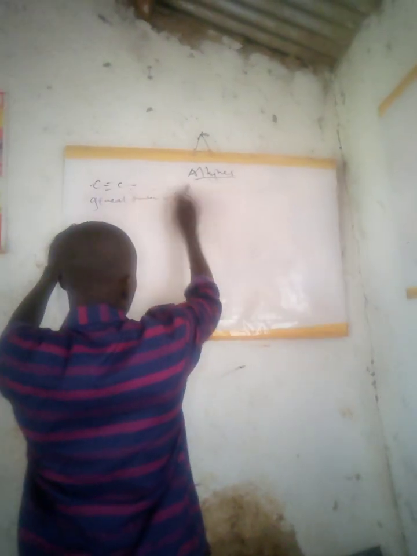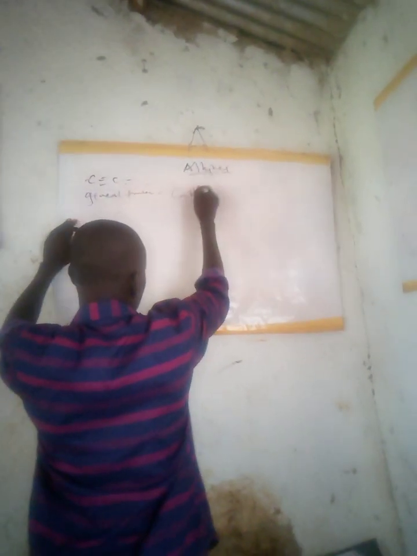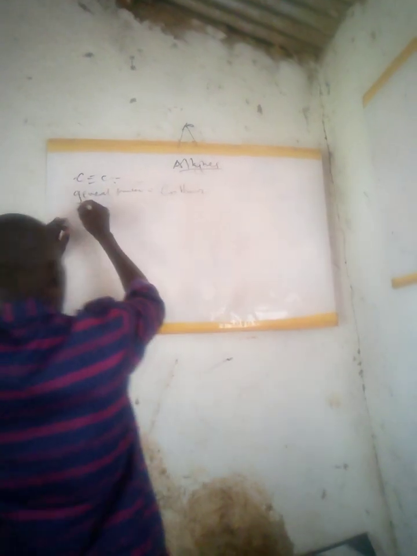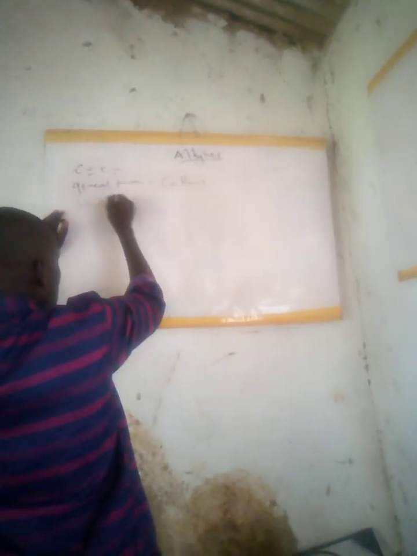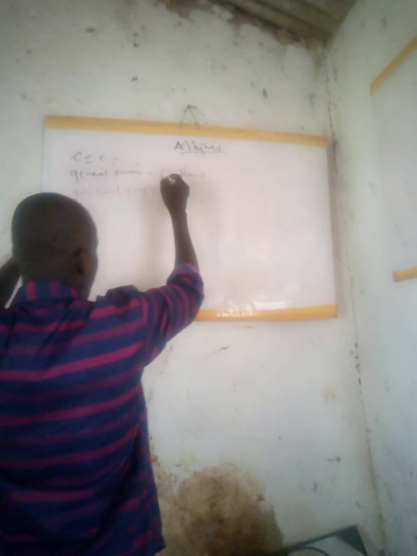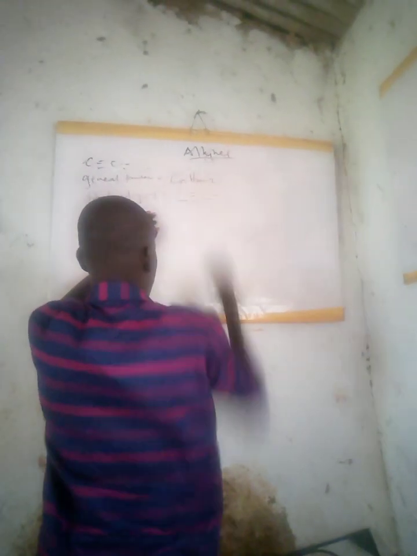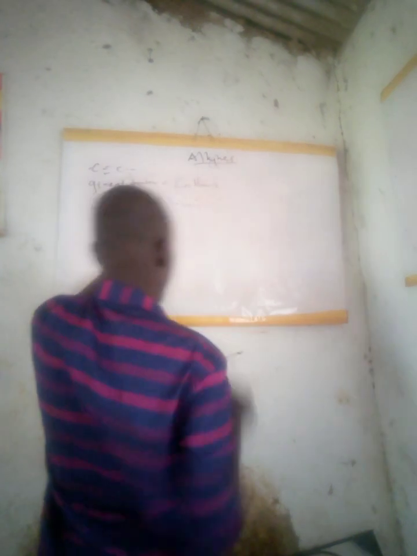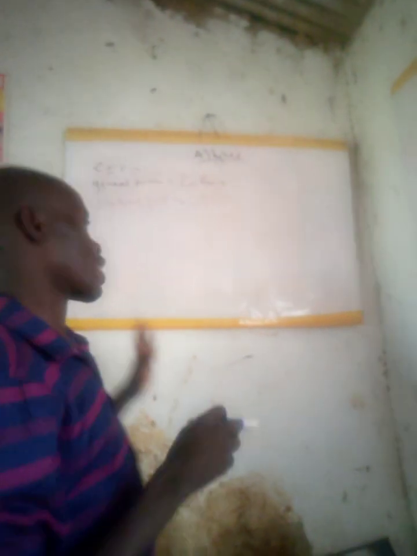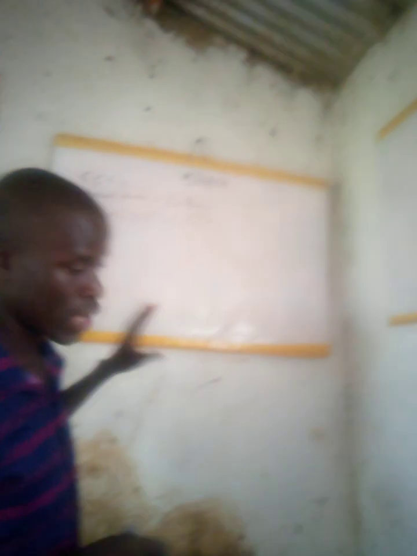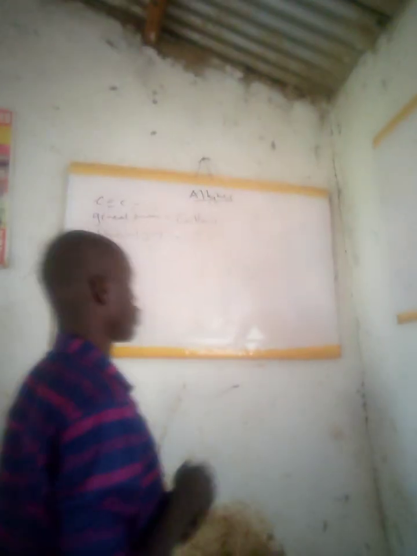It is CnH2n-2. Then we have the functional group, and that is C, the triple bond, then hydrogen on the other sides. Nomenclature: the same rule that we used in alkenes is the same rule that we are going to use in alkynes. For that case, I will not explain the nomenclature of alkynes.